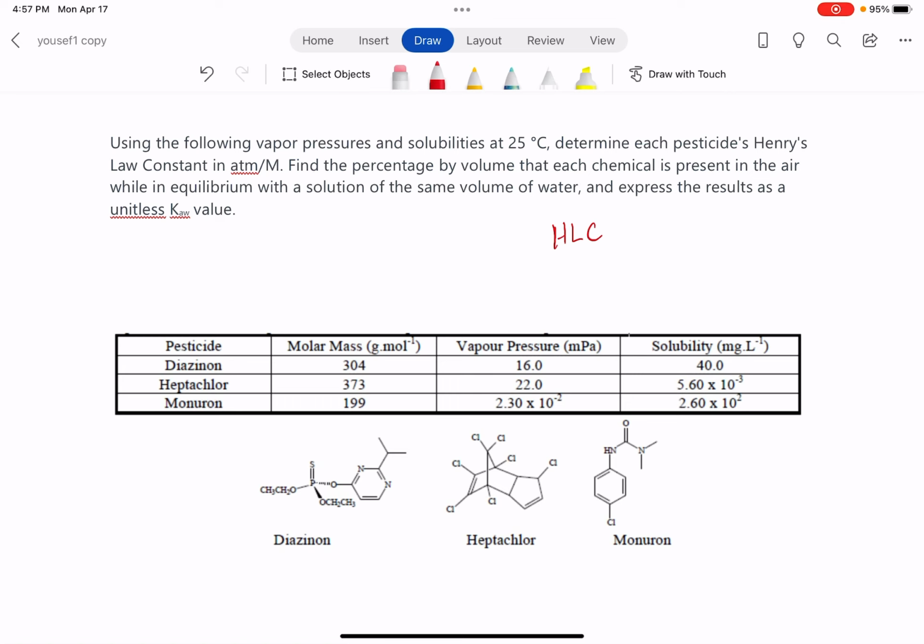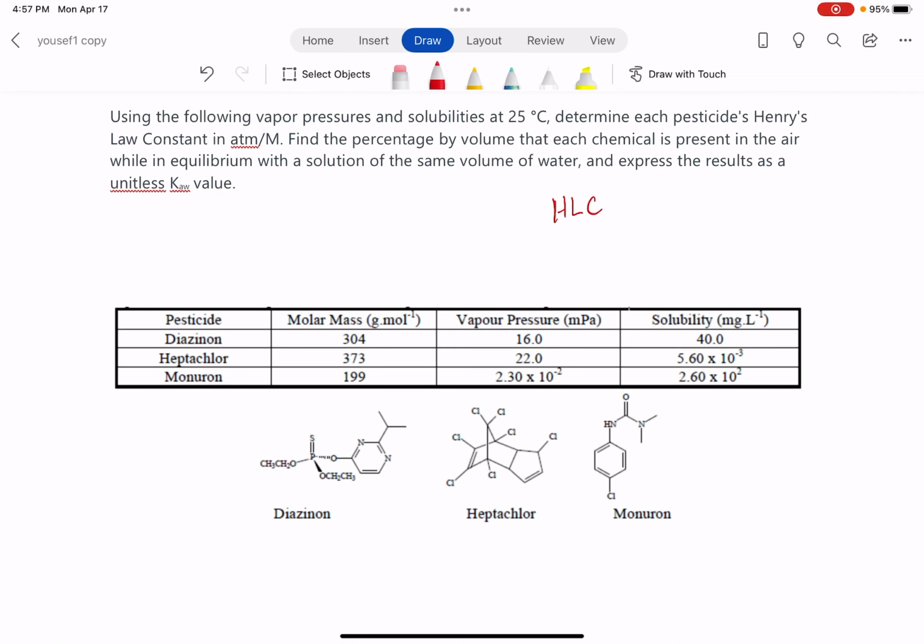And atmospheric over molarity, atmospheric per mole liter. Find the percentage by volume that each chemical is present in the air while in equilibrium. What's the percentage of this chemical in air with a solution of the same volume of water, and express the result as unitless K air water value. So you have the following chemicals. Well, I'll choose this and you will do the rest.